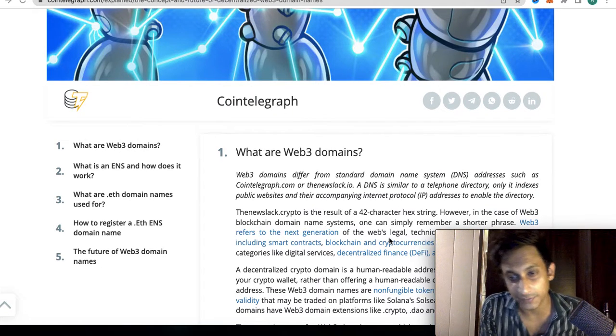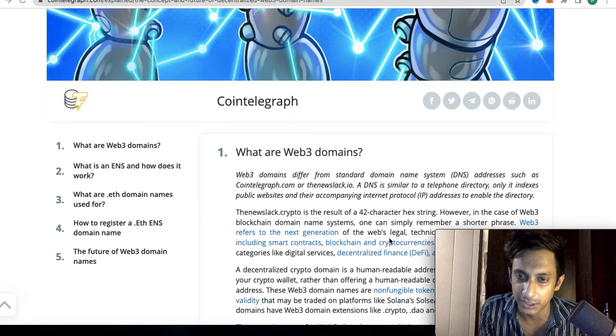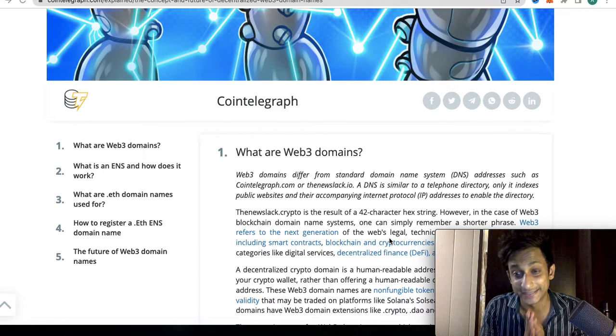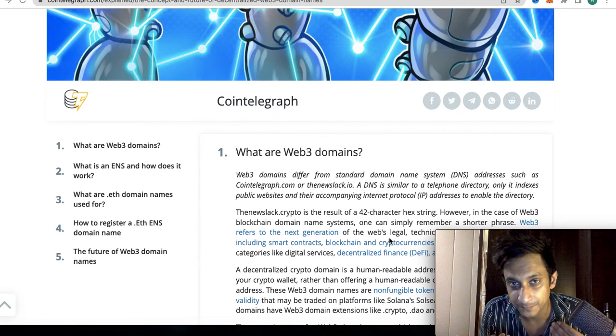Now, what are the Web3 domains? You might have heard about the domains, about the Ethereum Naming Service, about xyz.eth. Let's say my name is Abdullah, abdullah.eth domain. So, what is the actual usage of this? Because we have heard it, and a lot of people have been calling for it that we should get one.